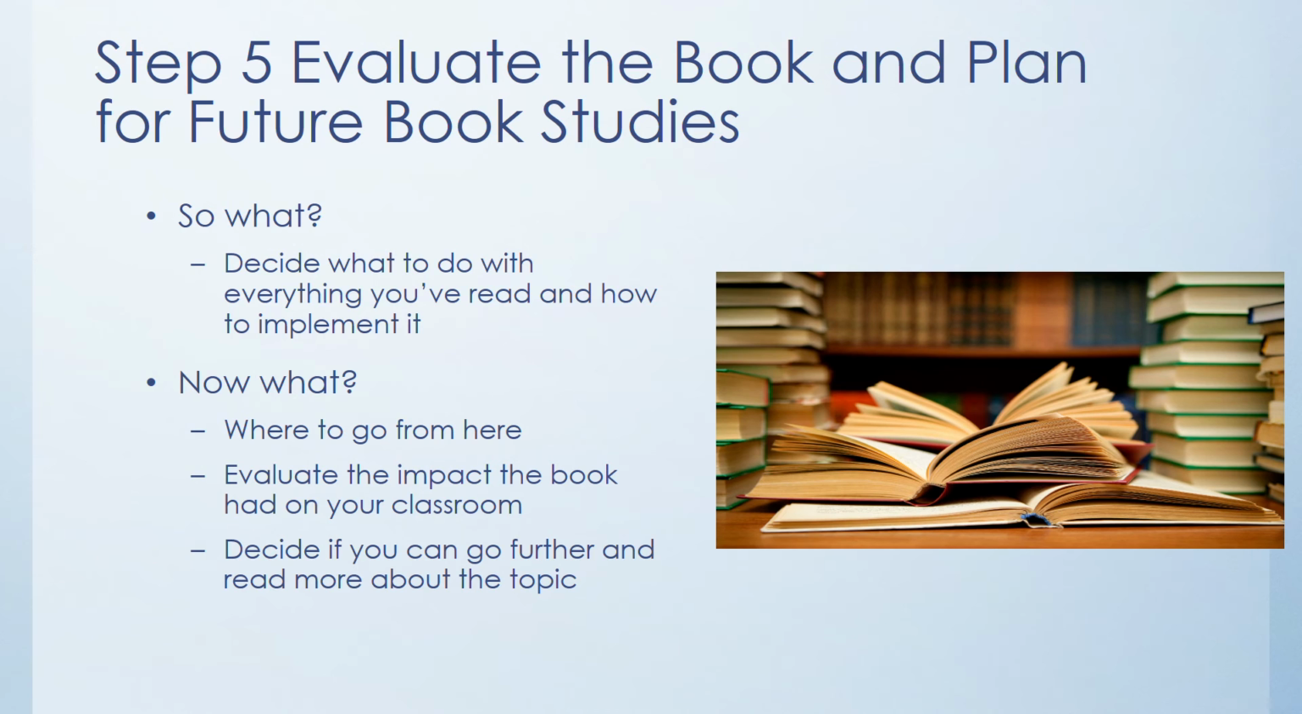Step 5, evaluate the book and plan for future book studies. So at this point, we've read the book and we've gone through the process. So what do you do next? You want to decide everything you've read and how you're going to implement it. So at this point, you've read the entire book and you've decided that, you know what, we're going to implement this book fully and we're going to continue going through the process. Or we've decided that it's not the right thing for us and we're not going to implement it. Now what? You want to know where you're going to go from here. You're going to evaluate the impact the book had on your classroom and decide if you can go further and read more about the topic. If it was something really, really interesting, you want to go further into what you're reading.